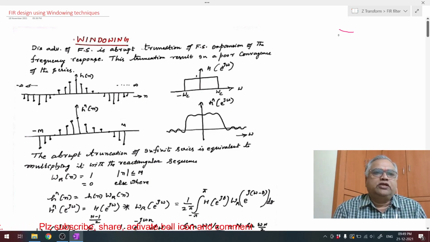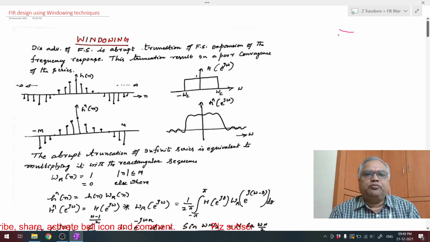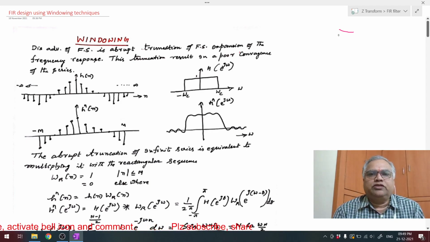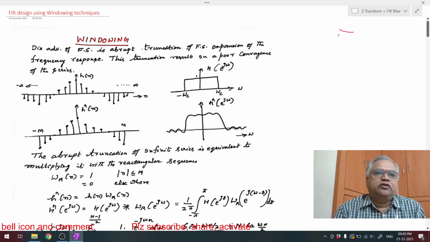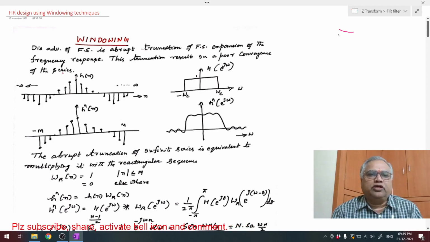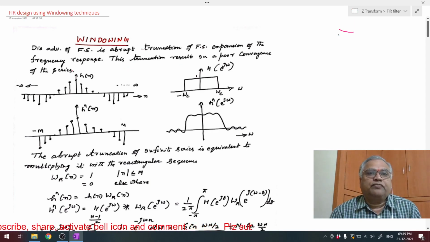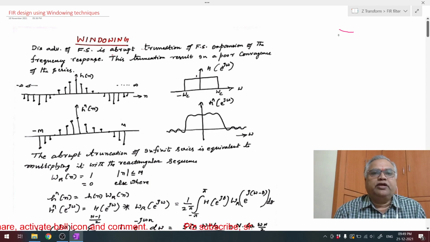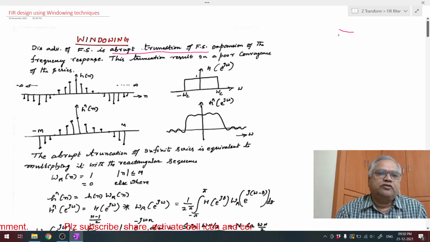The disadvantage of the Fourier series is the abrupt truncation of the Fourier series expansion of the frequency response. This truncation results in a poor convergence of the series. So what is the basic drawback? Abrupt truncation of the Fourier series expansion.